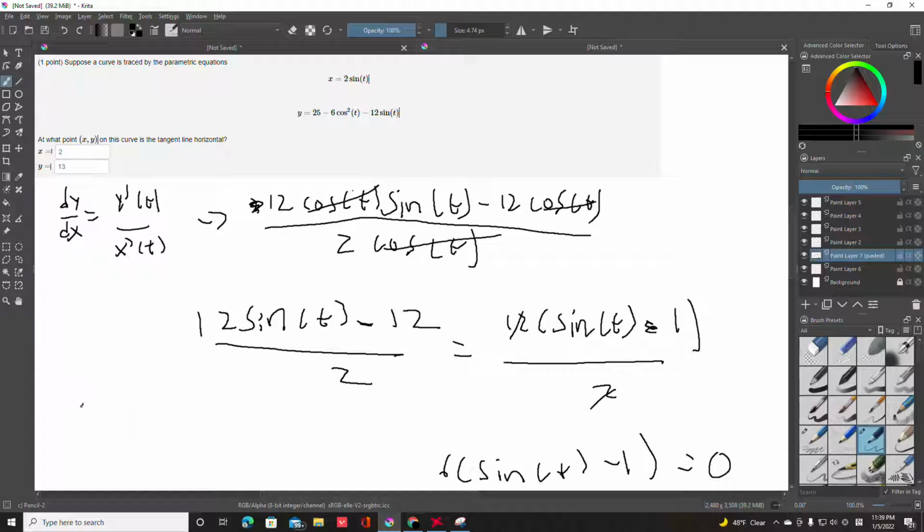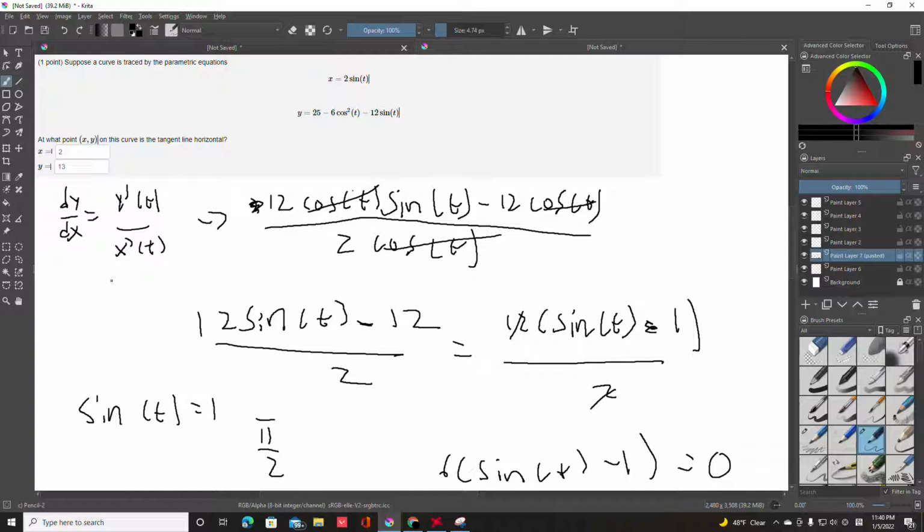Divide both sides by 6, we'll get sine of t, and then we move over the 1, and sine of t is equal to 1. So at what point t is sine equal to 1? That would be pi over 2. So this is t when the derivative has a horizontal tangent line. Now we have to solve for what point x and y is. So we can do this by plugging into the original equation.